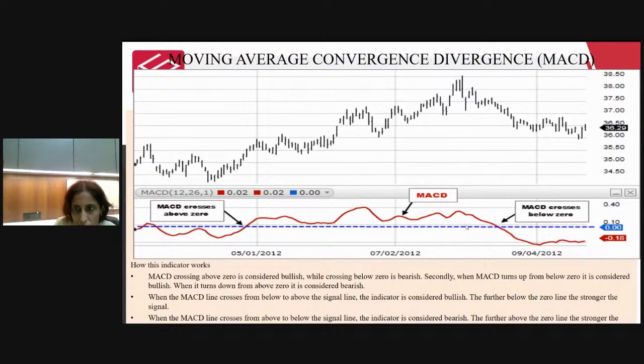So MACD crossing above 0 is considered bullish. This is the 0 line. MACD crossing above 0 indicates the bullish trend. And the moment the MACD line crosses below the signal line or below the zero line, it is indicative of a bearish trend. So you see, MACD is falling below the zero line. This is the zero line. See, the market is moving downwards in this particular case.